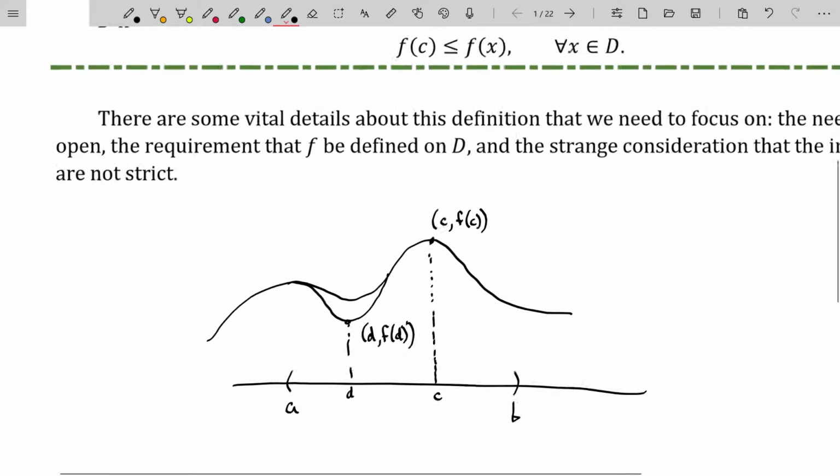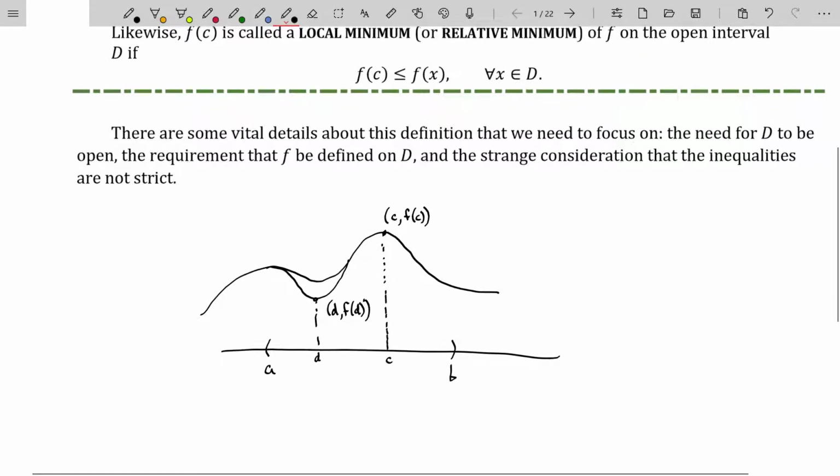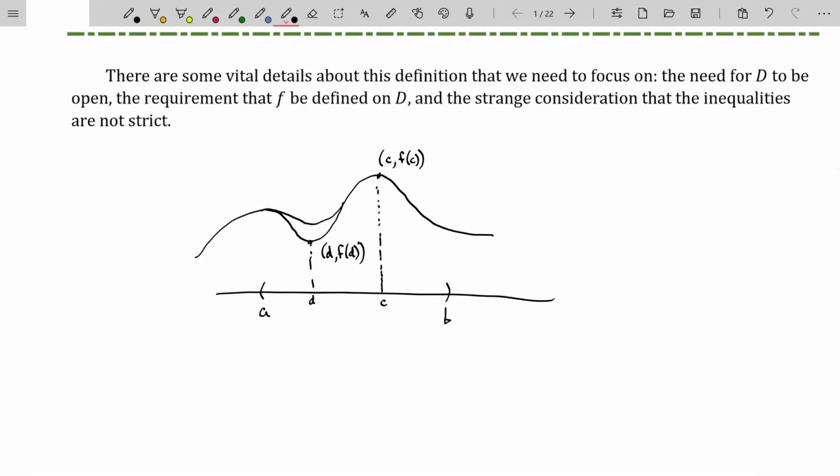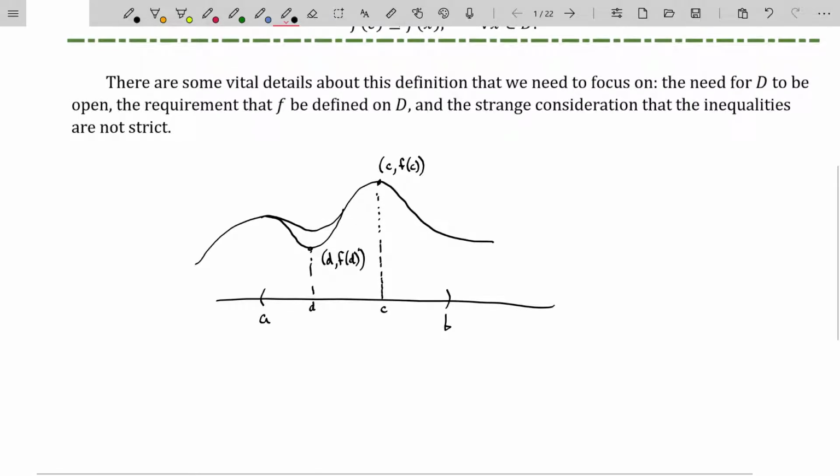There are some vital details. I'm just reading this from this paragraph below. There are some vital details about this definition that we need to focus on. And these are things that I think tend to throw people off. So the first one, the need for our interval to be open. It is critical that you have an open interval. So when I say I'm looking for a local maximum, the open interval definition is critical.